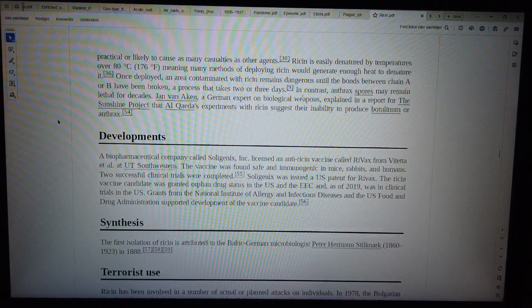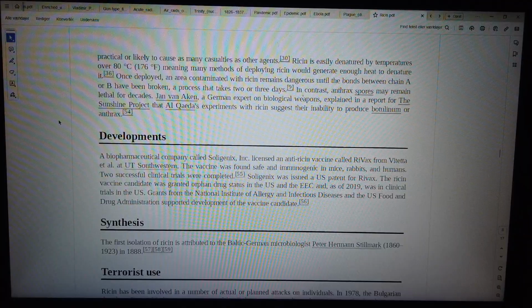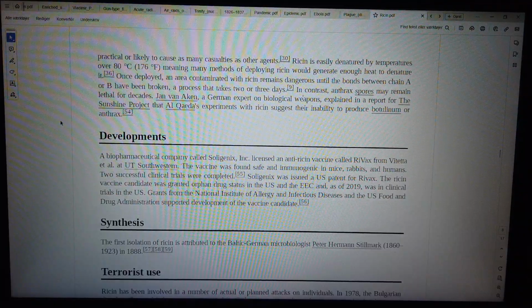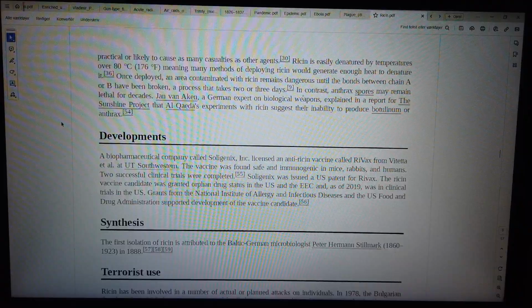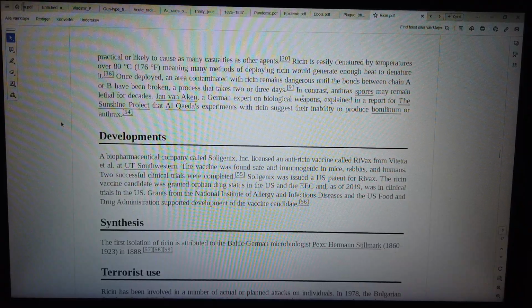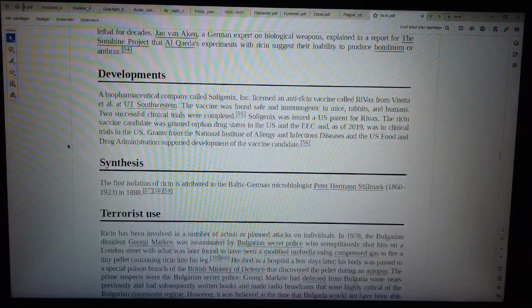Jan van Aken, a German expert on biological weapons, explained in a report for the Sunshine Project that Al-Qaeda's experiments with ricin suggest their inability to produce botulinum or anthrax. Developments. A biopharmaceutical company called Soligenix, Inc. licensed an anti-ricin vaccine called RiVax from Vitetta at UT Southwestern.